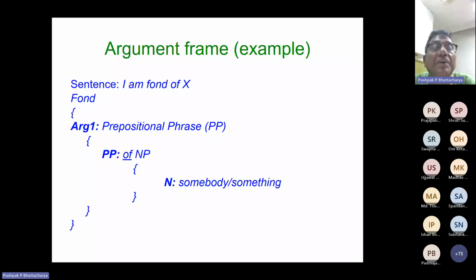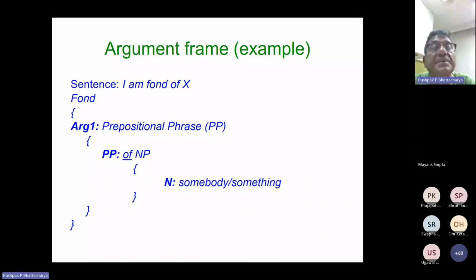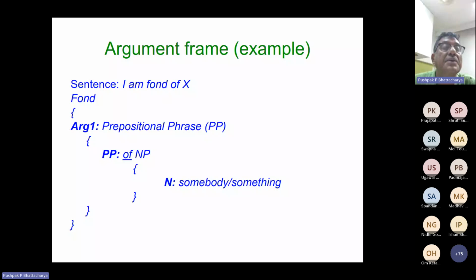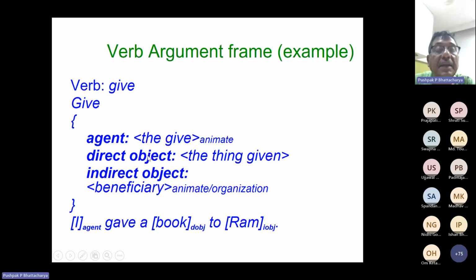So if I say "I am fond," that doesn't complete the sentence. I have to say I am fond of what? If I take the argument structure of fond, then fond must take as its argument a prepositional phrase, and that prepositional phrase has the structure of a preposition and an NP. I am fond of cricket. I am fond of cakes and so on. And that NP should be somebody or something. I am fond of John. Similarly, we have seen the verb argument frame for give.